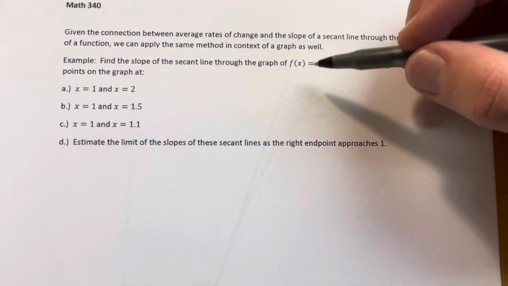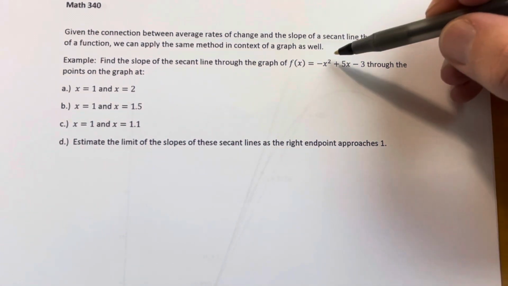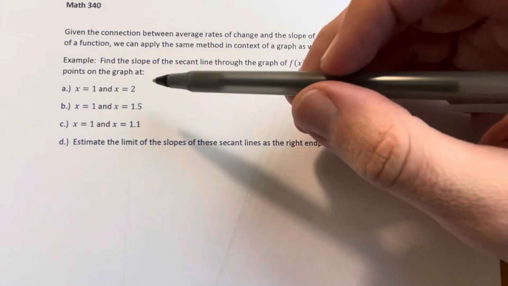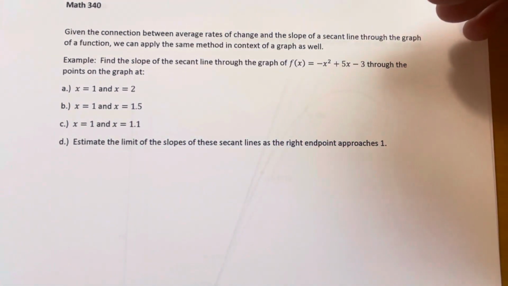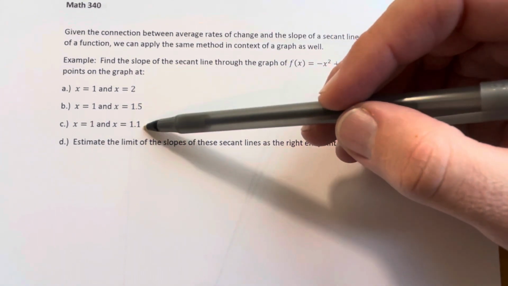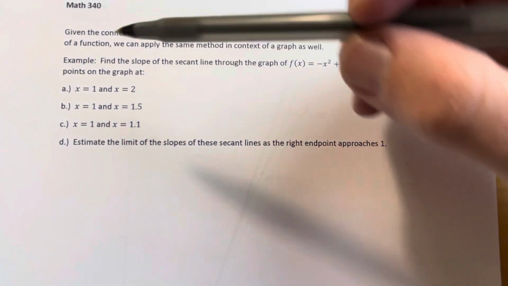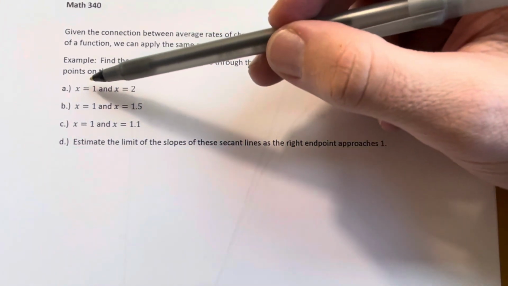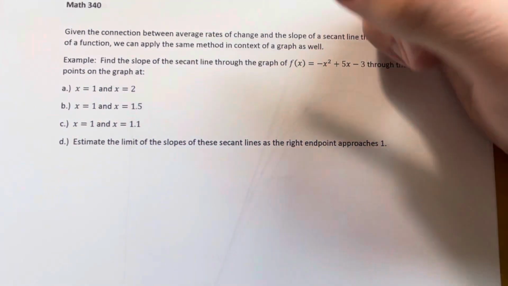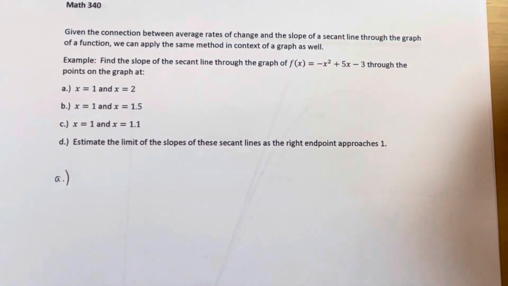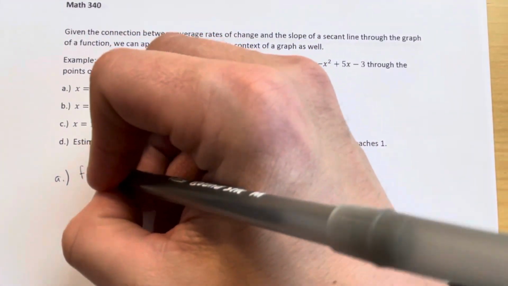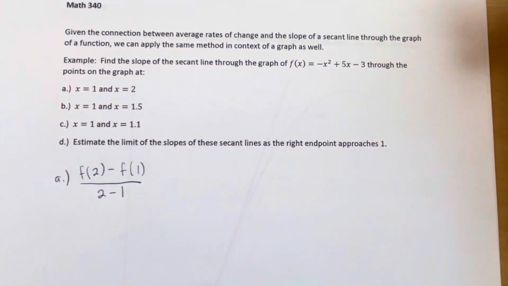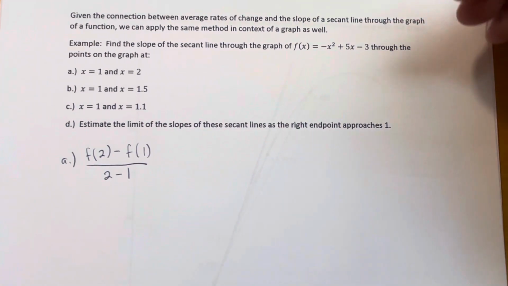So suppose we have this other graph, f of x equals negative x squared plus 5x minus 3, and it passes through different points on the graph. Remember, a secant line is a line that passes through 2 points on a graph. Okay? So the first one we're going to look at is if it passes through the points where x is equal to 1 and x is equal to 2. I want to find f of 2 minus f of 1 over 2 minus 1. Remember, that's how we would find the slope of a secant line.